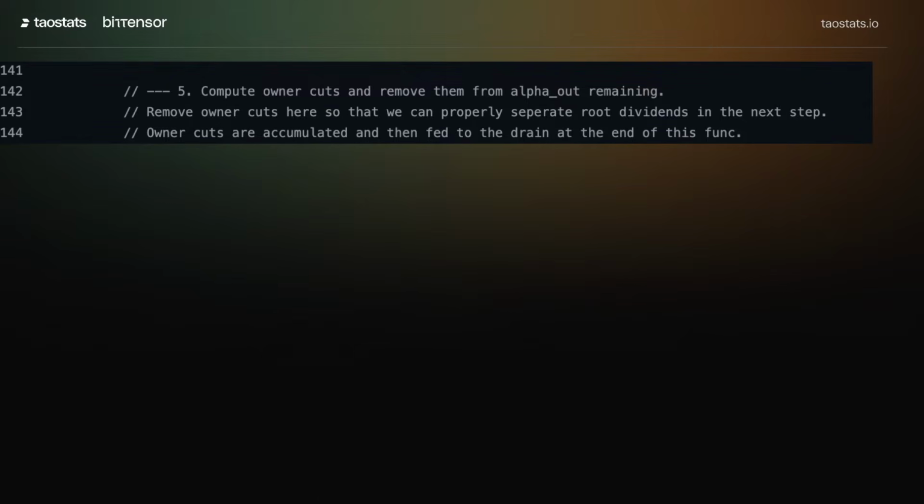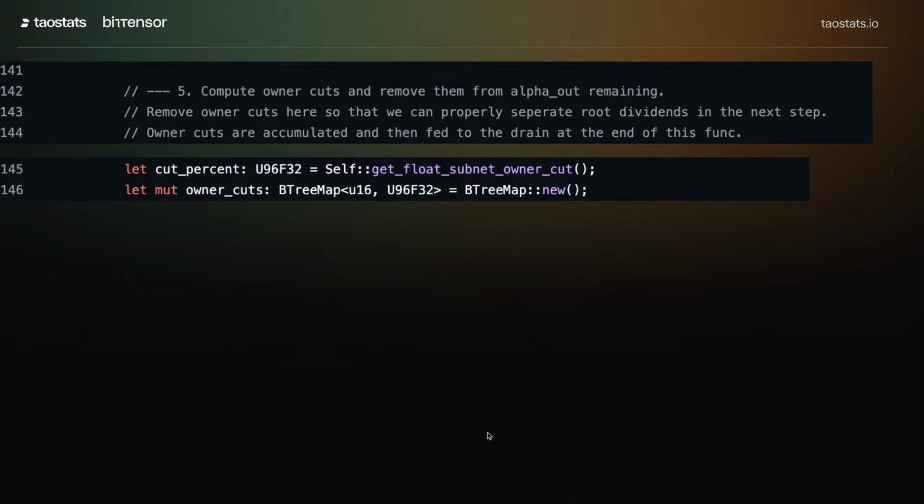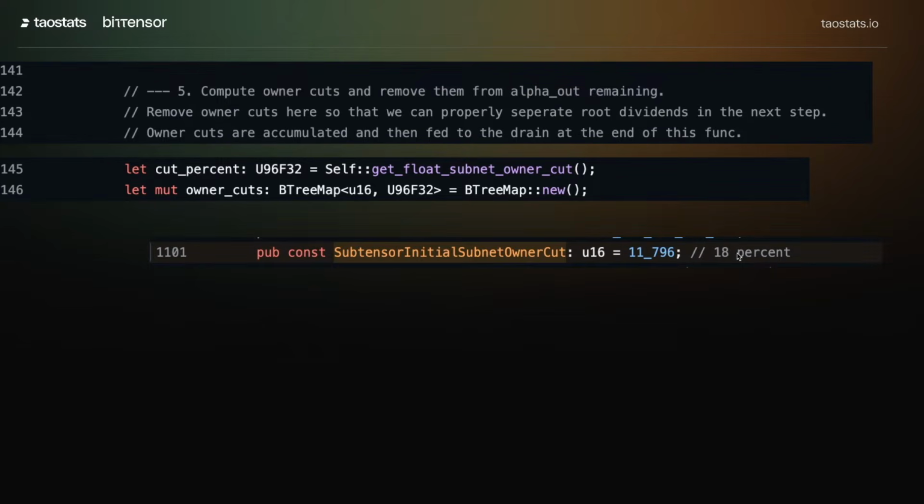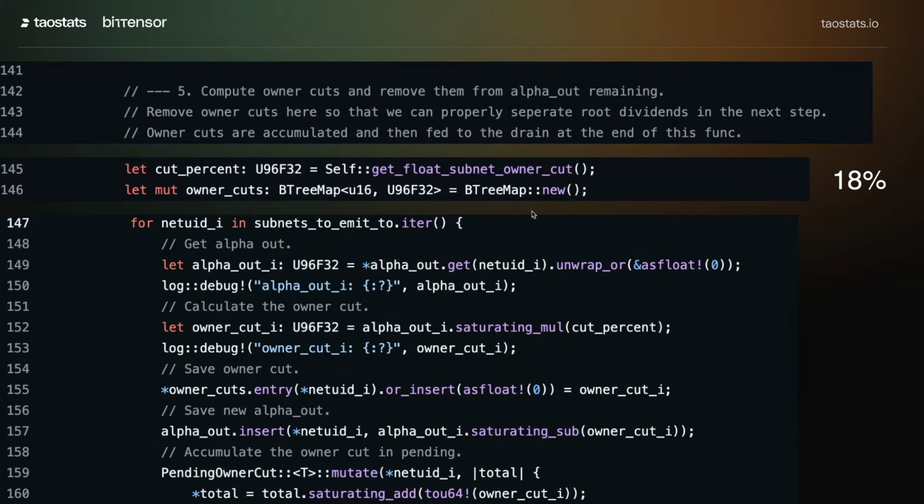We've added our 1 alpha to be distributed amongst all of the participants. And now we're starting that distribution. The first thing we do is compute the owner cut. So the cut percent we can pull. It's saved as a pseudo variable, and we can pull that out at 18%. So for every subnet in the subnets we can loop through, we get the alpha out. It's 1 right now for everybody.